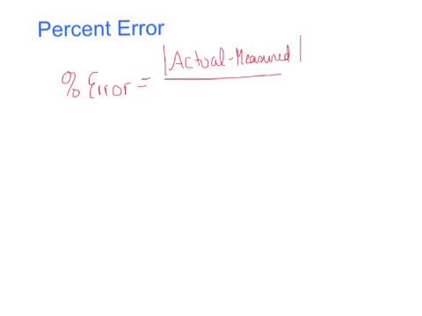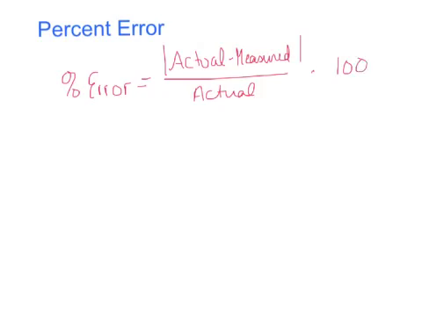Okay. Another place we see percents come up is something called percent error. This is anytime we deal with something having an actual value and a measured value. The percent error is given by the actual value minus the measured value, and this is the absolute value, over the actual, and then we're going to times 100.